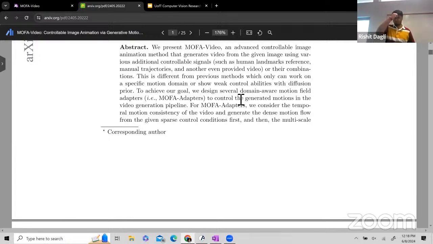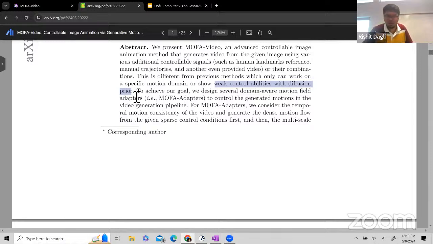Yeah. So the term weak control abilities with diffusion prior just means that while diffusion models are good at generating plausible images or videos, they might not offer fine-grained control over the specific movements or animations desired by the user.